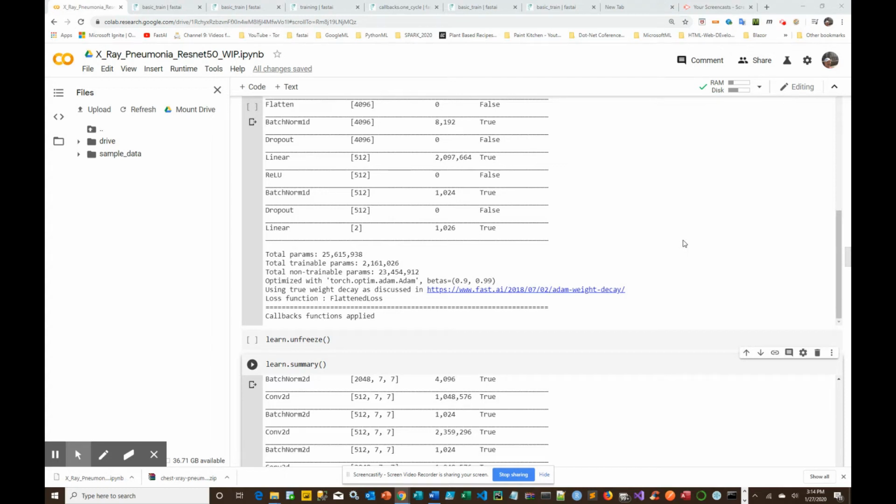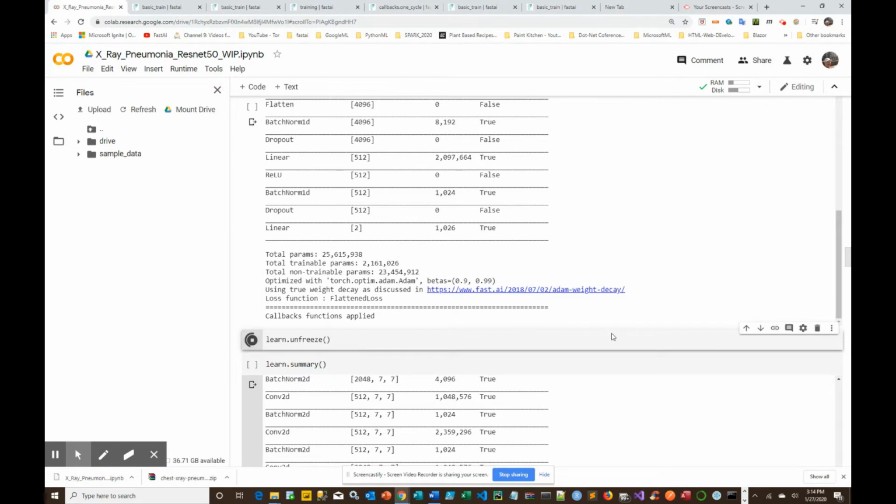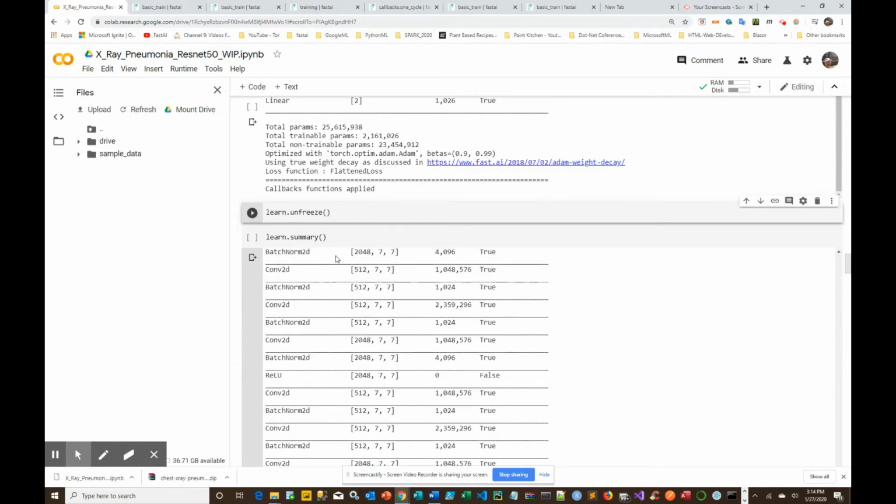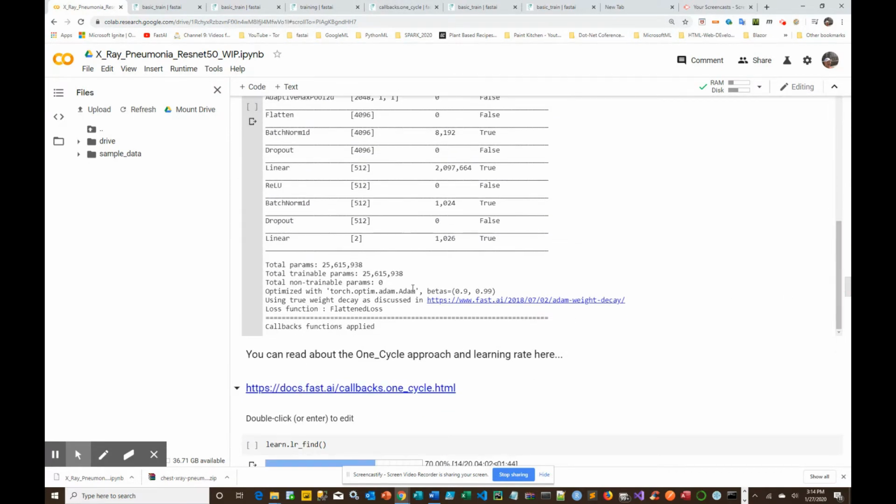Now we're getting ready to unfreeze the whole model and retrain it again. So now what happened was that if you run the learn summary again and scroll towards the end, notice now there's 25 million parameters. All of the parameters are trainable. You can see non-trainable parameters has been set to 0 because everything's going to be trained.